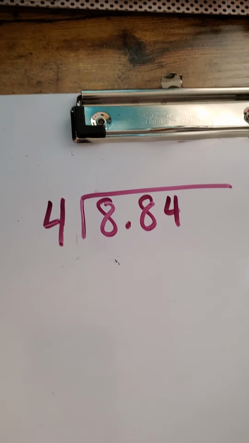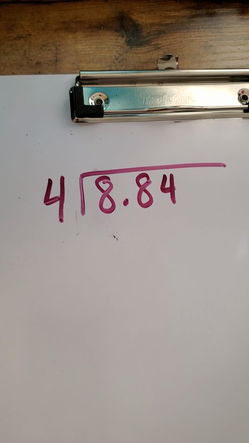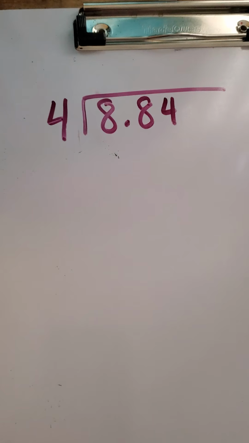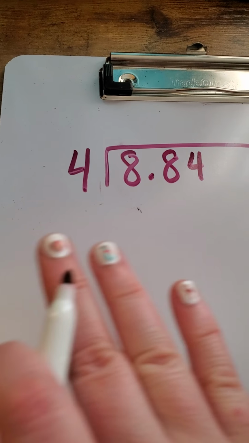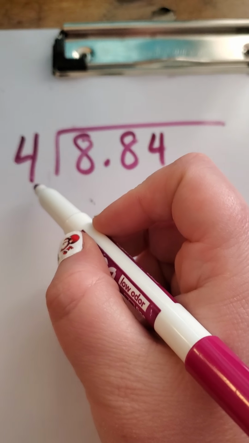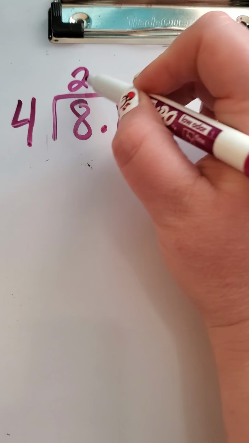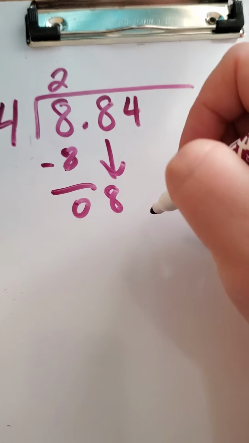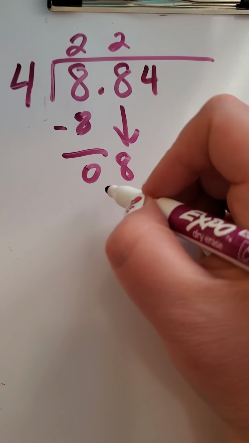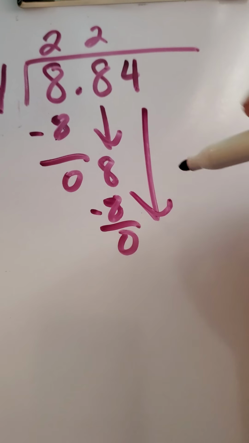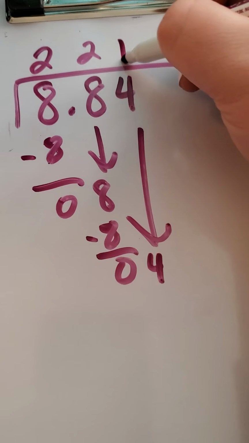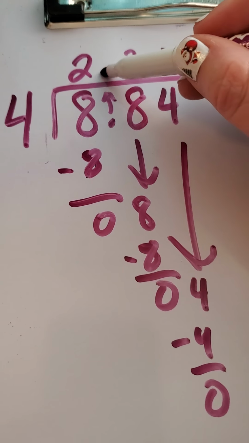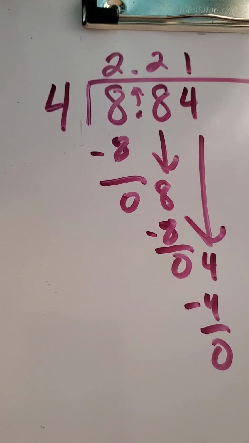Now, for dividing decimals, I'm going to show you 3 situations. So this first situation is pretty cut and dry. I am going to just do regular division. So I'm going to start, 4 goes into 8 2 times, -8, drop down. 4 goes into 8 again 2 times, -8, drop this down. 4 goes into 4 once, no remainder. This then goes straight up. So my answer would be 2.21.